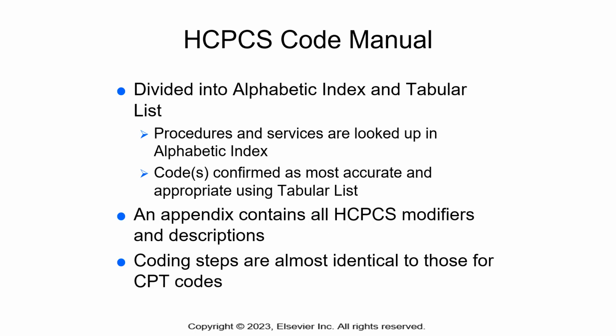HCPCS manuals are divided into an alphabetic index and a tabular index, like the other two have been. So you look up the procedure in the alphabetic, confirm it in the tabular, and then it has an appendix that contains all your modifiers and descriptions relating to the codes. They're updated annually also, and they may be used in addition to procedural coding.